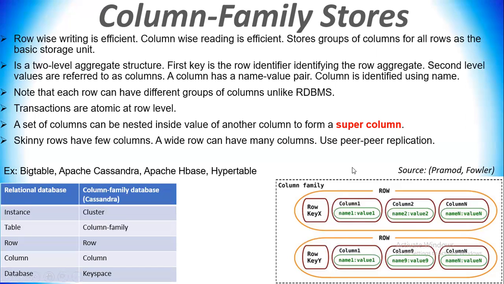And what is mostly used distribution model for column family stores is peer-to-peer replication. So these are decided based on the application, right? So this default distribution model is selected based on the application.